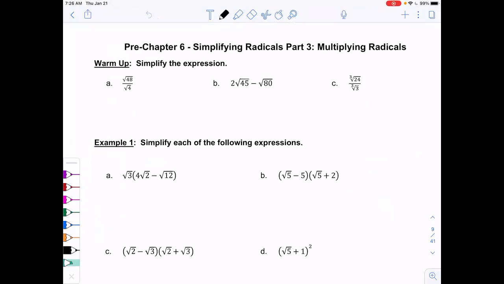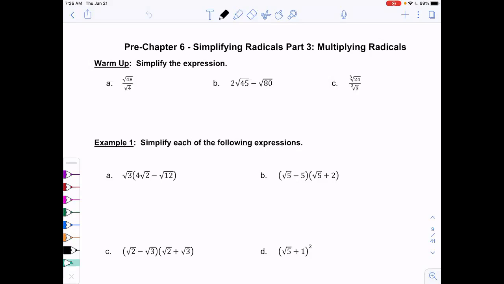See if you can apply the properties of radicals to simplify A, root 48 over root 4, B, 2 root 45 minus root 80, and then C, cube root 24 over cube root 3. So try and apply the properties of radicals to simplify those 3 radical expressions.